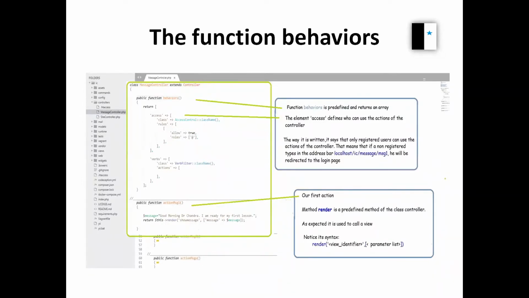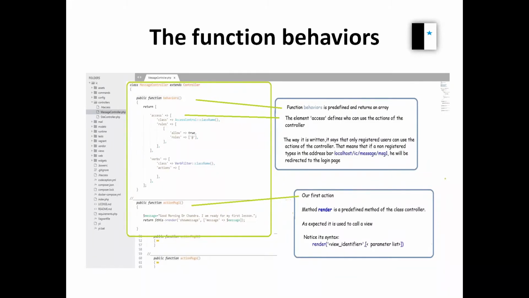Function behaviors actually returns an array, and the element access of this array defines who can use the actions of the controller. And the way we have written it, we say that only registered users can use the actions of our controller, and this is very important, and that's why behaviors should be present in every controller we will be writing.